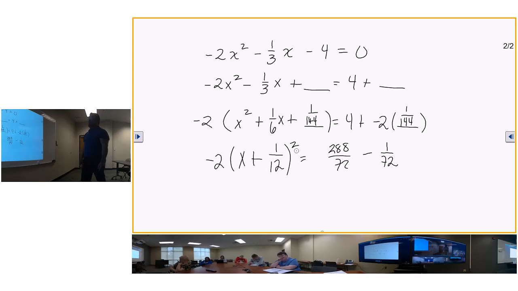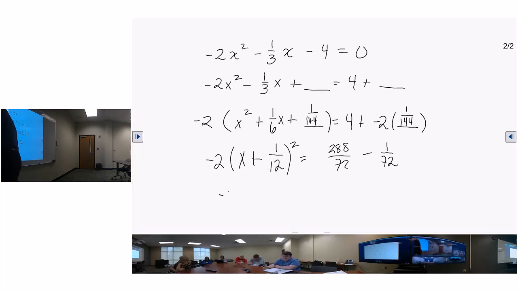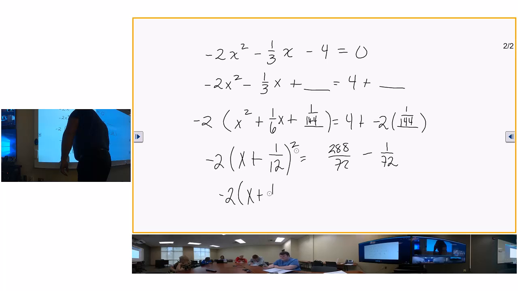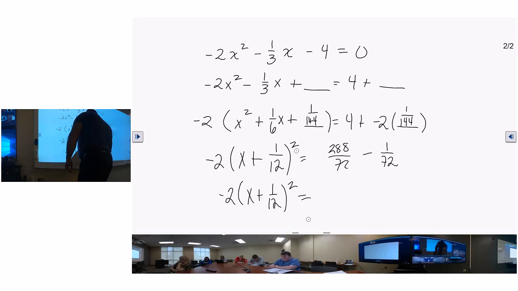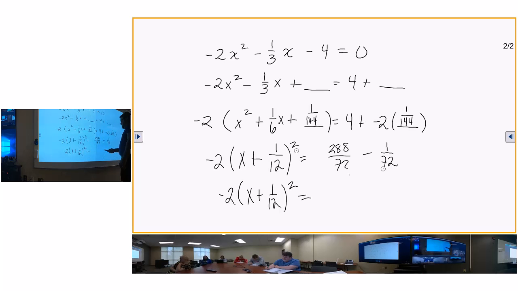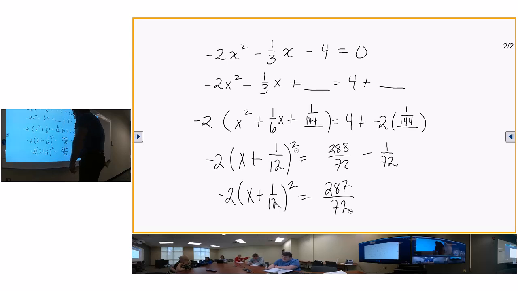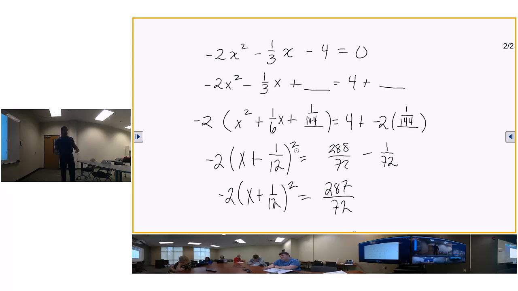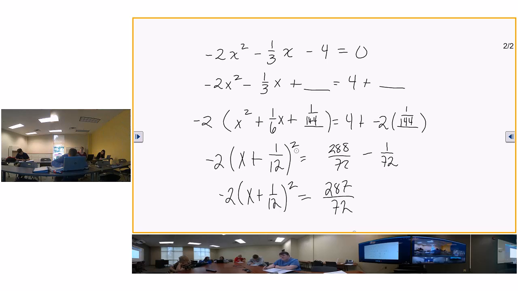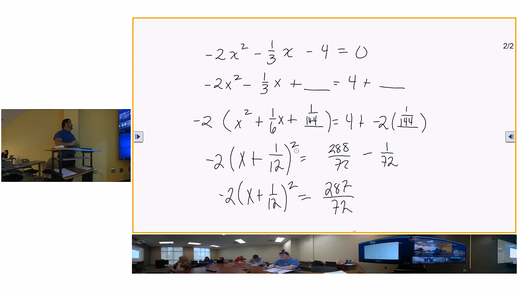Now, that's going to give us negative 2 times x plus 1 over 12, quantity squared, is equal to, I got this for y'all, that's 287 over 72. Now you can finish it. Now, I'm going to let y'all finish it. I did a little bit for you, but I'm going to let you finish it. And if you can't finish it, just put it down as being a disappointment. Or a failure. You can put yourself down as a failure in life.